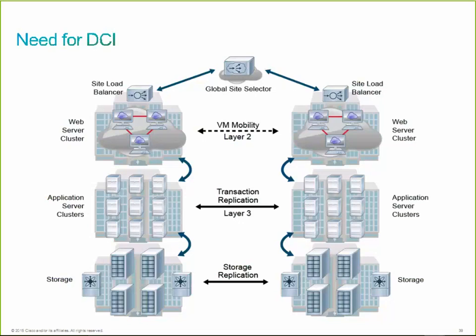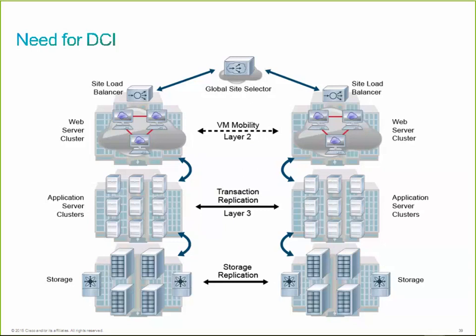Virtual machines and IP address mobility, and being able to move IP addresses back and forth between our data centers, move VMs between our data centers, that's going to require some sort of layer 2 data center interconnect, right? Because that's the only way that we're going to get that mobility with the VMs and with the IP addresses. Transaction replication of database clusters or application synchronization or application clusters themselves, they're going to require some sort of layer 3 data center interconnect, right?